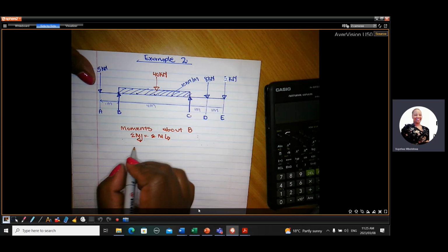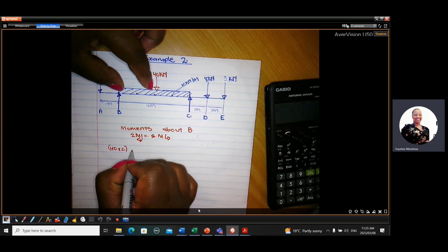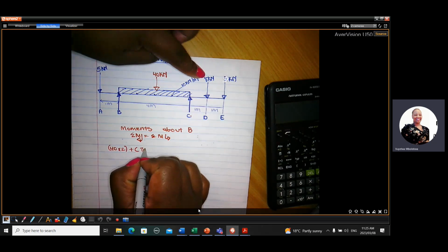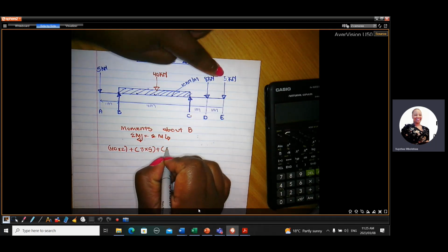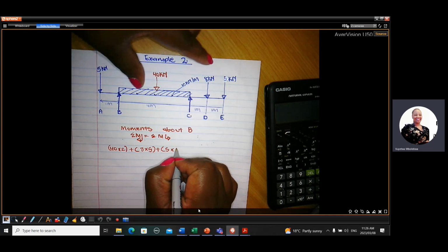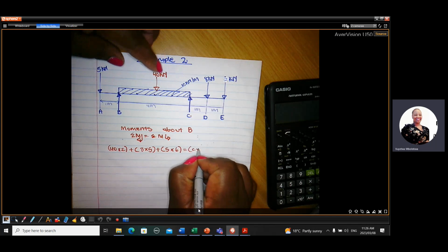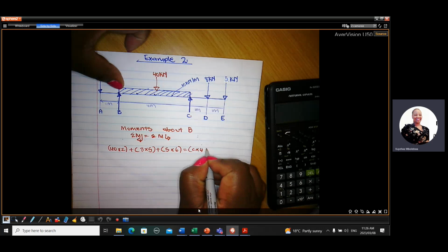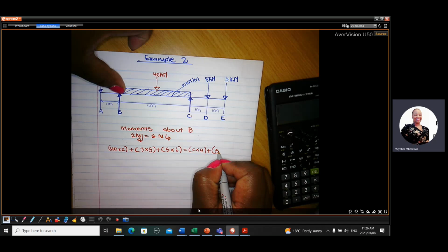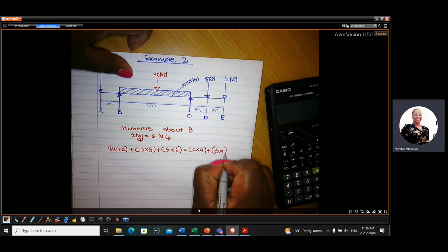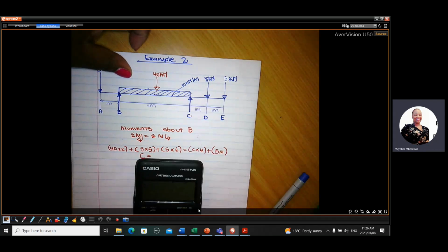And then clockwise, we're gonna have 40. How far is 40 from B is 2. Then the next one we have is 8. How far is 8 from B is 5. Then the next one we have is 5. How far is 5 from B? It's 6. That's all for clockwise. Anti-clockwise, we have C. How far is C from B? It's 4. Then the next one we have anti-clockwise is 5. How far is 5 from B? It's 1. Okay?